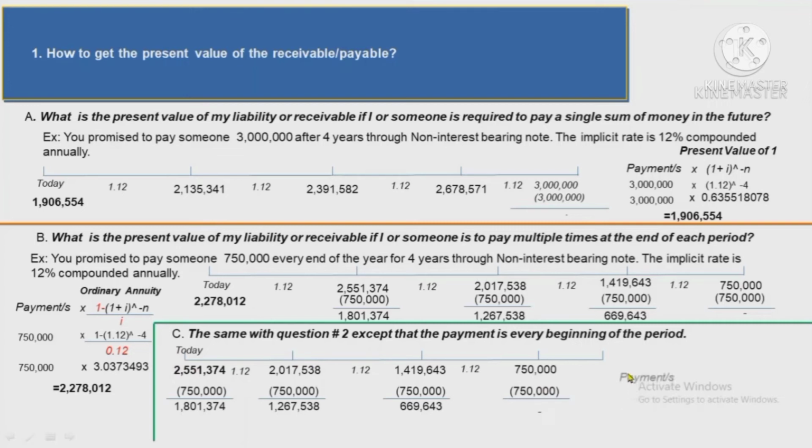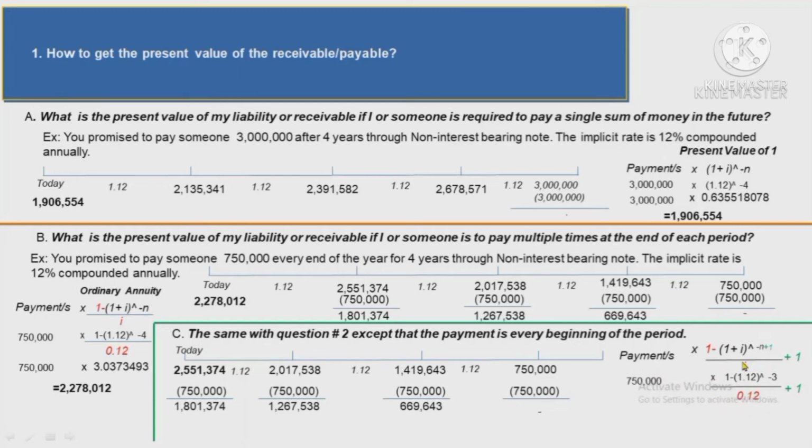We can also get this 2,551,374 by multiplying payments with 1 minus 1 plus i raised to the power of negative n over i. The same with this one. However, we are going to add two elements. One of them is the plus 1 here in the negative n and the final plus 1. So let's substitute. We have 1 minus 1.12 raised to the power of negative 3 instead of negative 4 because of this plus 1, over 0.12, plus 1.